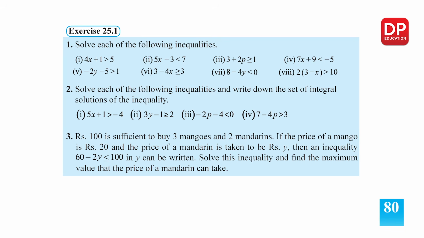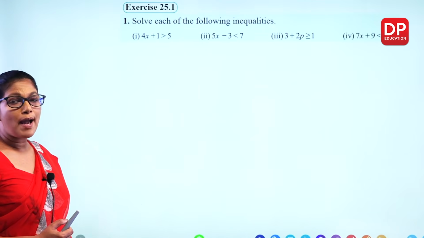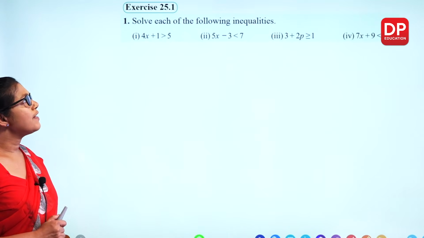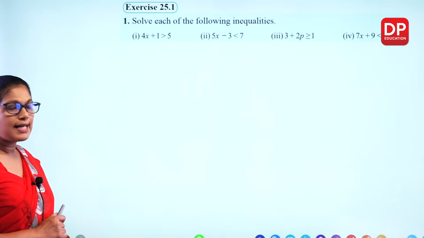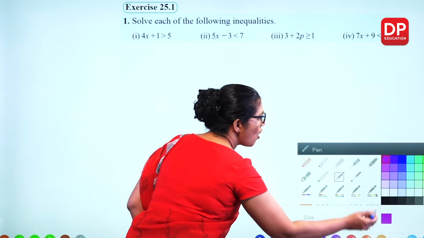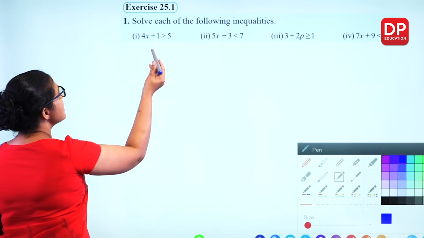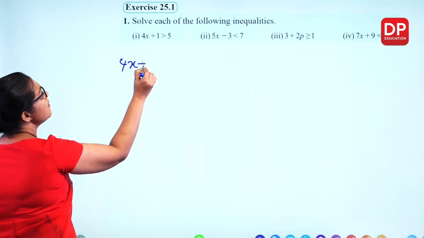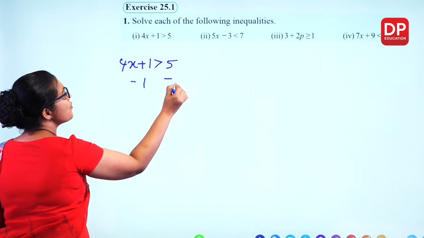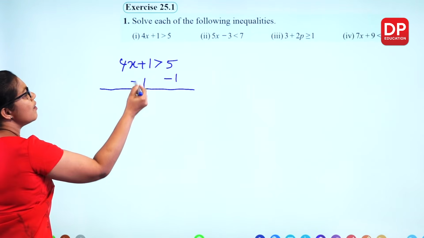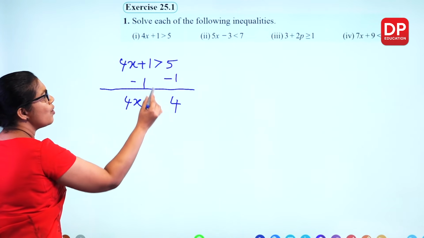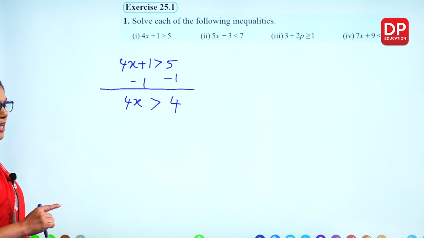Now we'll look at exercise 25.1 in your textbook. In the first question it says solve each of the following inequalities. So you don't need to draw the number line. We'll try to solve all these inequalities. First take the first one. Try to get rid of this 1, that means subtract 1 from both sides. You get 4x here. 5 minus 1 becomes 4 and the sign is not changing.